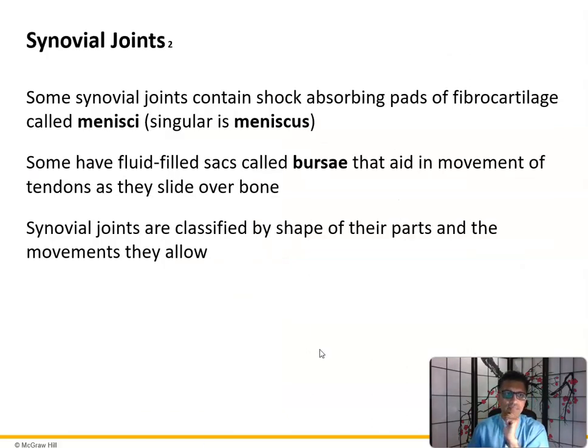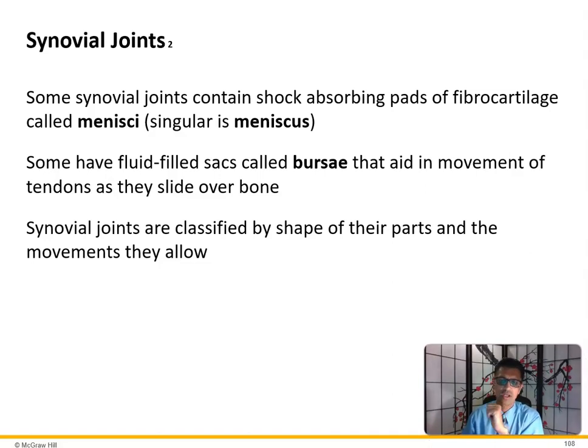All right. Some synovial joints contain shock-absorbing pads of fibrocartilage called the menisci. You've heard of people with meniscal tears or meniscus. Some have fluid-filled sacs called bursa that aid in movement of tendons. So people can get tendinitis or bursitis. Bursa is water-filled, and tendons are contractile. So if a patient comes in and says, hey, I have pain with movement, that's usually tendinitis. But if they say, oh, it just hurts even when I'm here, that could be bursitis. Most people have a combination of the two, but just to tell you the difference between bursitis and tendinitis.